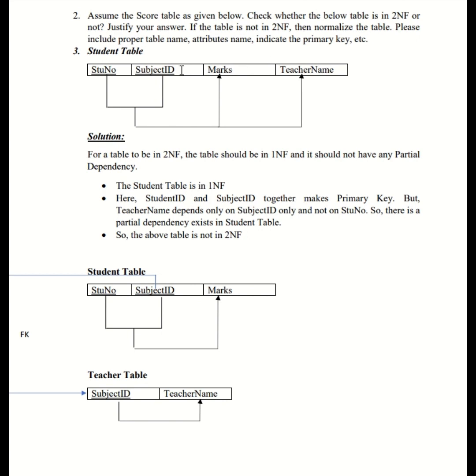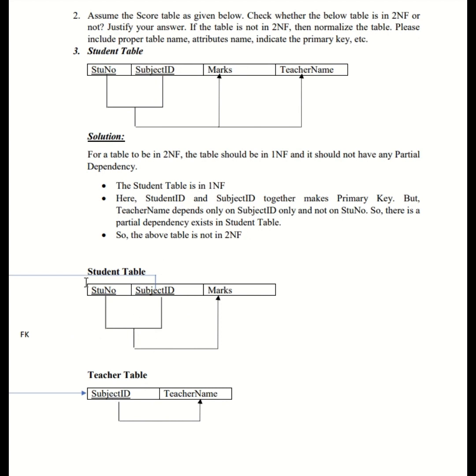Just now we said subject ID uniquely determines the teacher name. So move it into a new table. Can you see here a teacher table? Subject ID is the primary key and it uniquely determines the teacher name. Fine. How about the marks? Student number and subject ID uniquely determine the marks. Okay, fine. So these are the two tables.